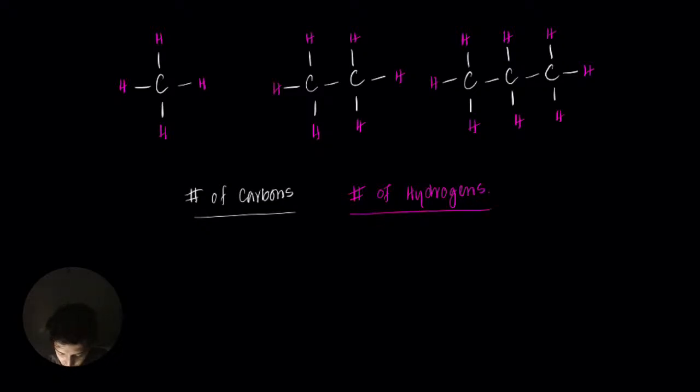If my carbon is 1 for methane, right? If my carbon is 1, there's 1 hydrogen on top, one at the bottom, and one on the side, right? For methane. So there are 4 hydrogens.